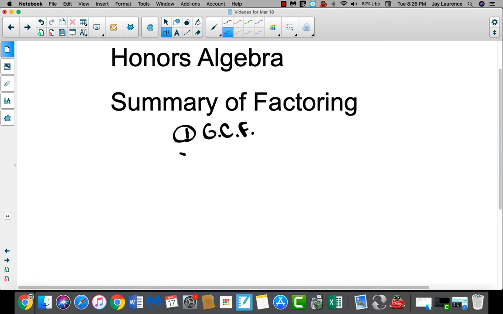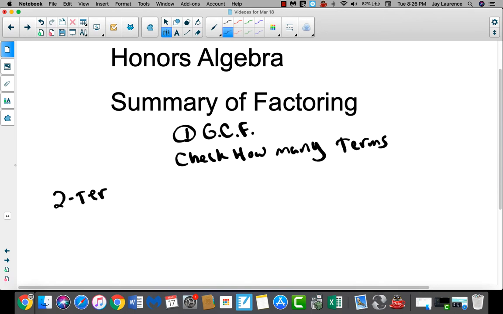Then we have to check how many terms there are, okay? If there's two terms, then there's only one possibility after we've GCF'd, and that is the difference of perfect squares. So we have to have a perfect square minus a perfect square or some form thereof. If there's two terms and there is no subtraction, well then the rest of the problem is prime. It might not totally be prime because we might have factored out a GCF.